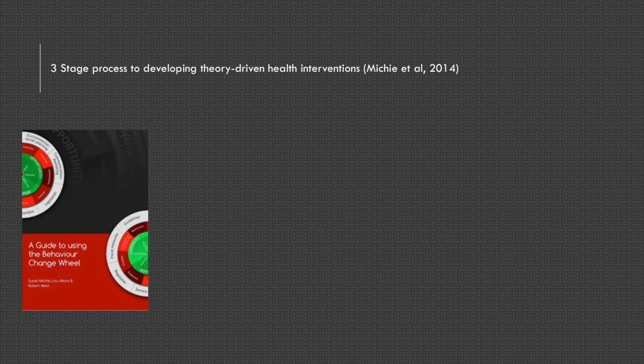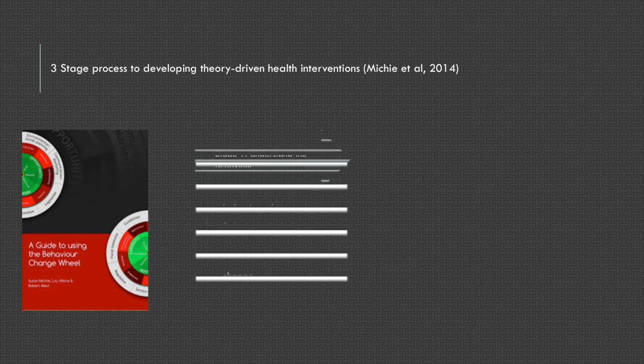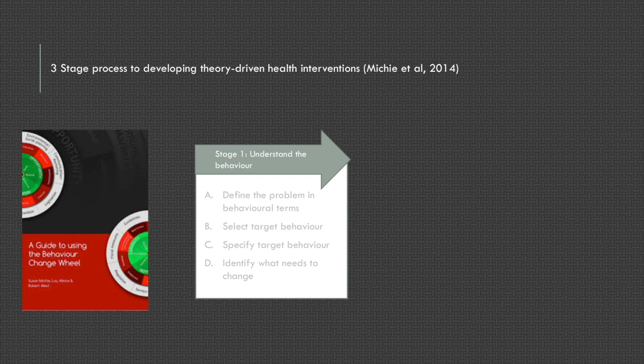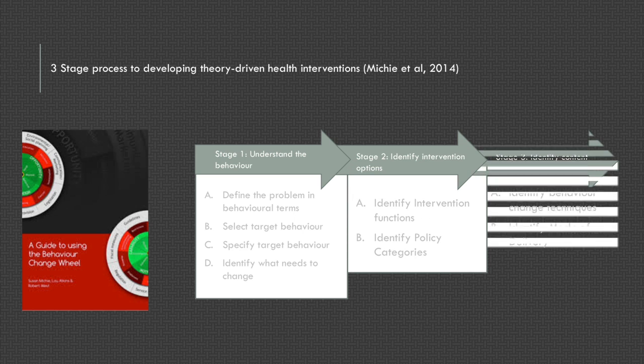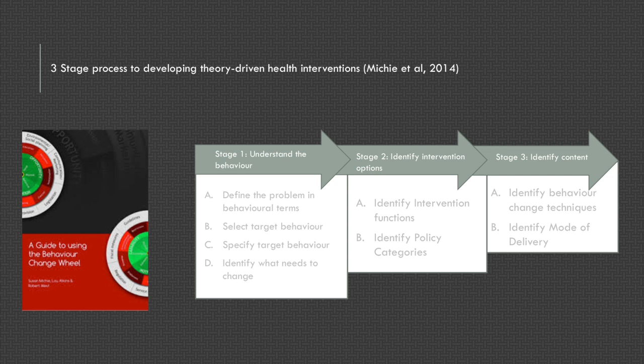So in the book, Behaviour Change Wheel, A Guide to Designing Interventions by Susan Michie and colleagues, they set out a 3-stage process to design interventions. We're going to look at this process and apply it to developing evidence-based health promotion videos. There's 3 stages. The first stage is understanding the behaviour. The second stage is identifying intervention options. And the third stage is identifying the content and implementation options. And as you can see, each stage has its own number of sub-steps that need to be taken.